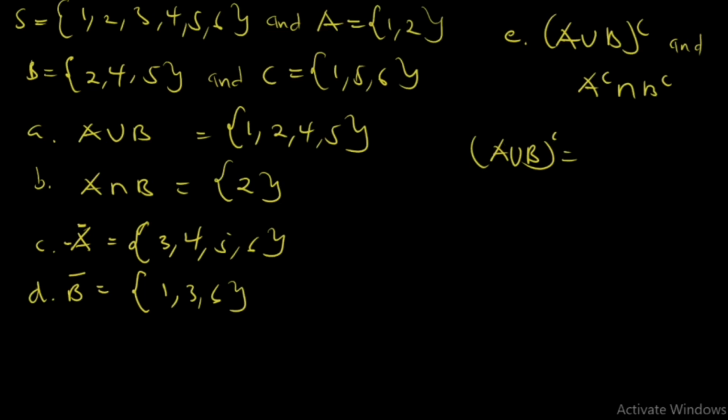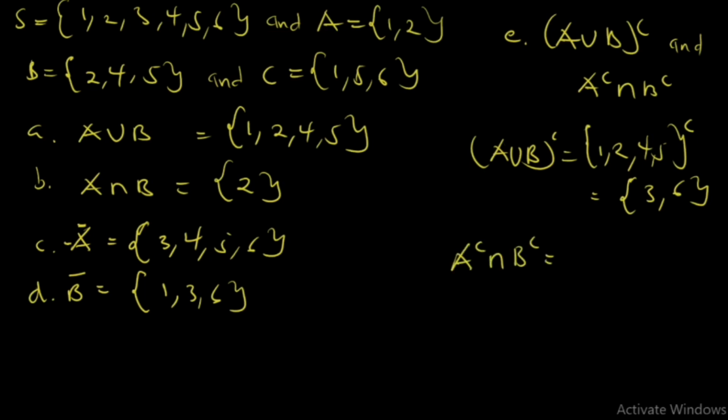When you have A union B, for A union B we're going to have 1, 2, 4, and 5. And we are finding the complement. In that case, we're going to have our answer to be 3, 6. So using De Morgan's law, finding (A union B) complement, we're going to have 3 and 6, which is the same as A complement intersection B complement.